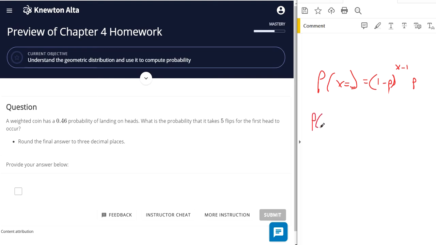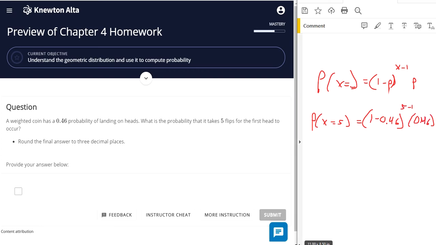In this case, we're asked for the probability that x equals 5, that it takes 5 coin flips, and that we get the first head on the 5th flip. The probability that we get a head is 0.46, so we plug that in for p, and x is 5.